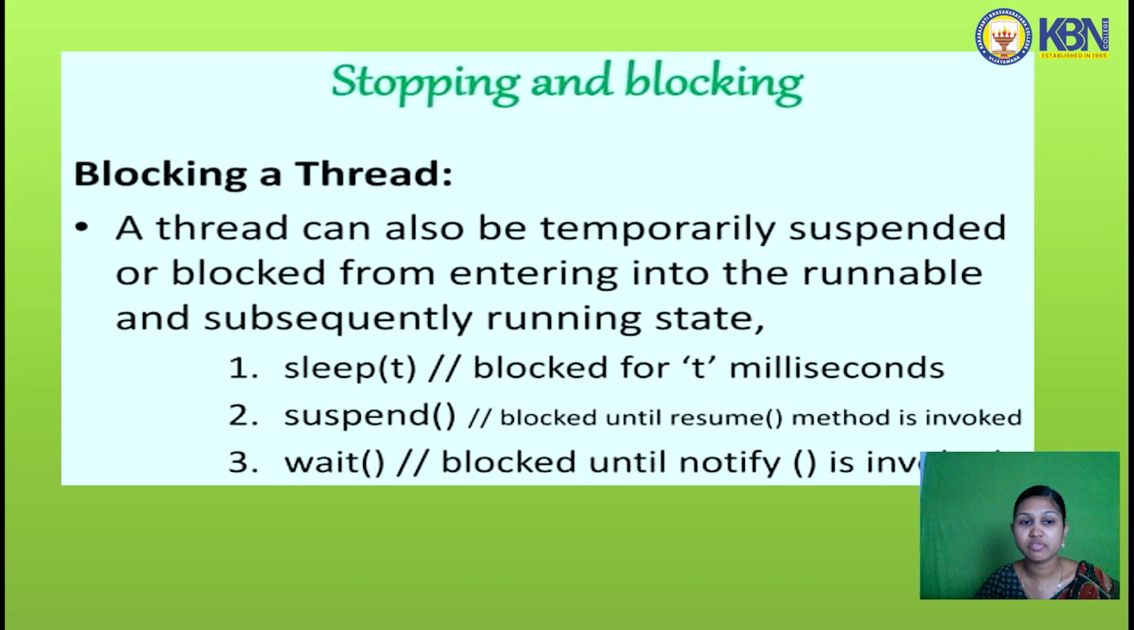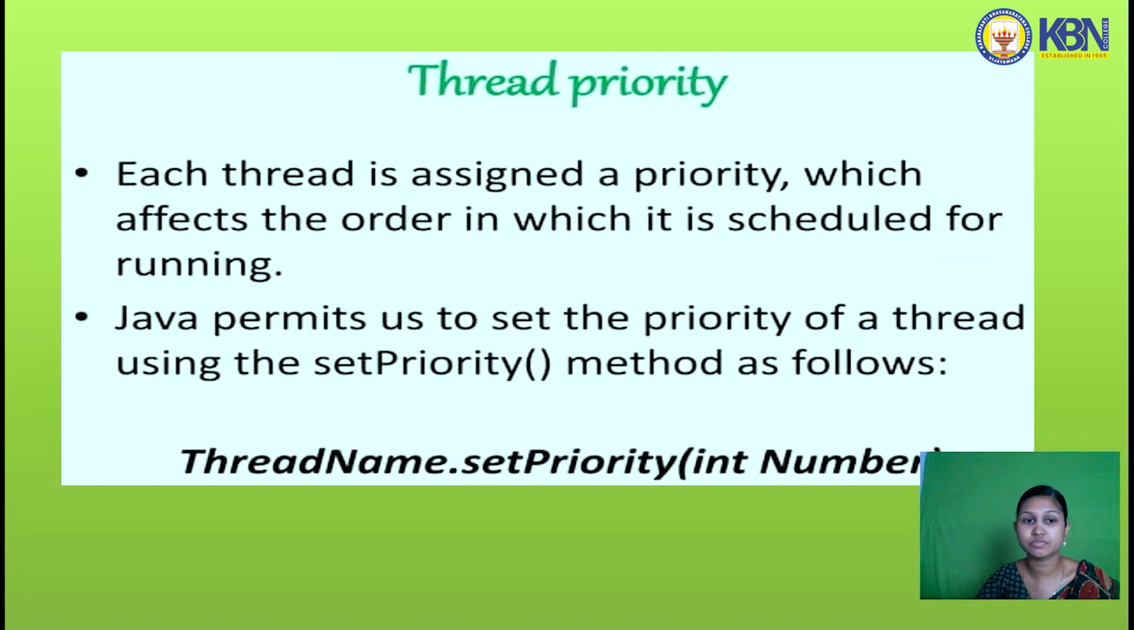Blocking a thread, as previously discussed, you can use three methods, that is sleep, suspend, wait. Sleep means you can block it for some milliseconds. Suspend means you can also resume the previous execution. What is the wait method? It waits until notify, or you can stop it.